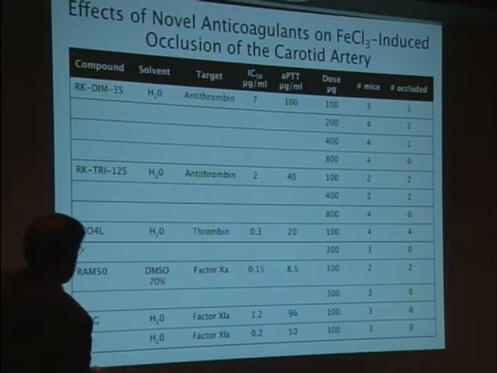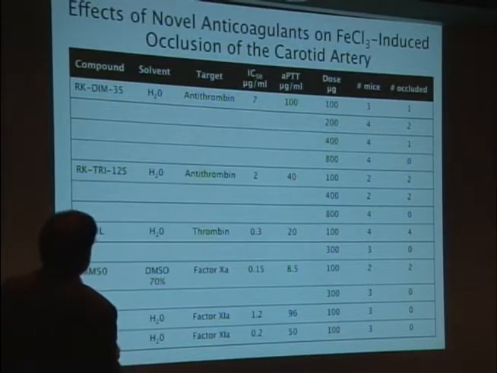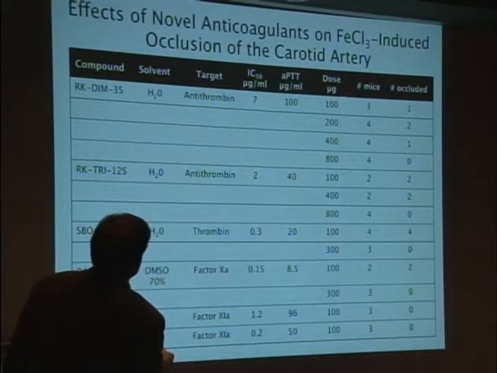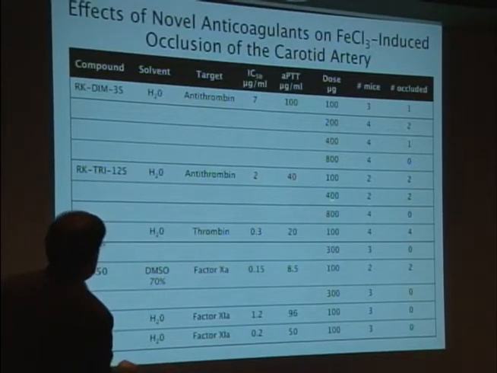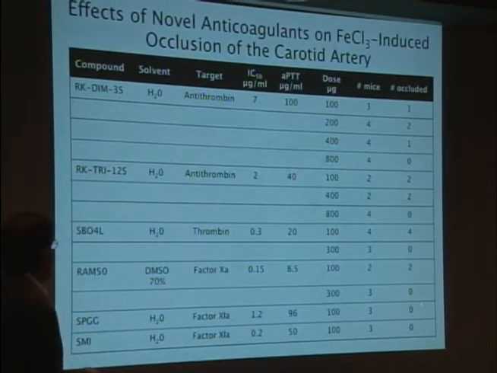RAM50, which is a 10A inhibitor, or something else. But using the ferric chloride model at 3.5% ferric chloride, what we see with these agents is that as we escalate, we can get to a situation where we essentially prevent occlusion for all of these reagents, okay? Interestingly, the lowest amount of drug we tested for the factor 11A inhibitors worked the first time.